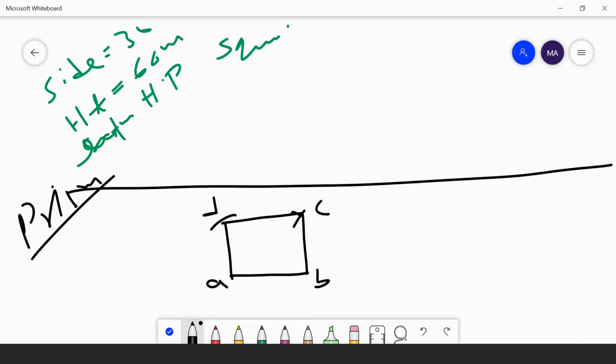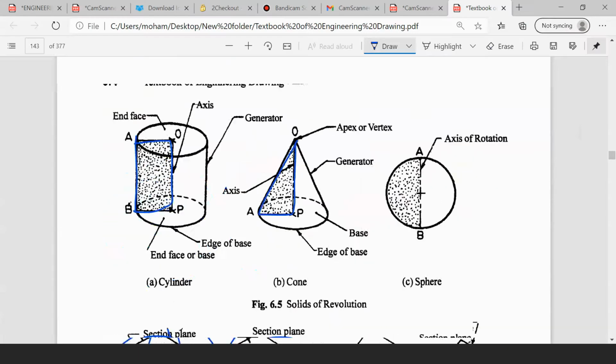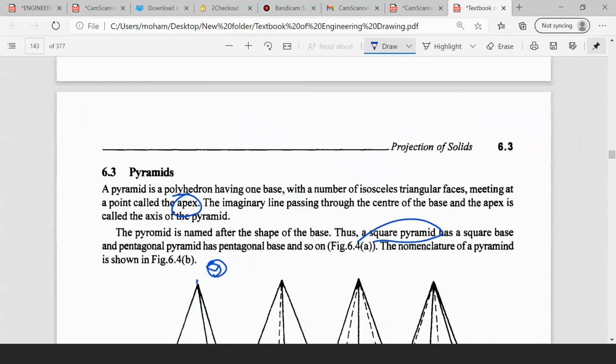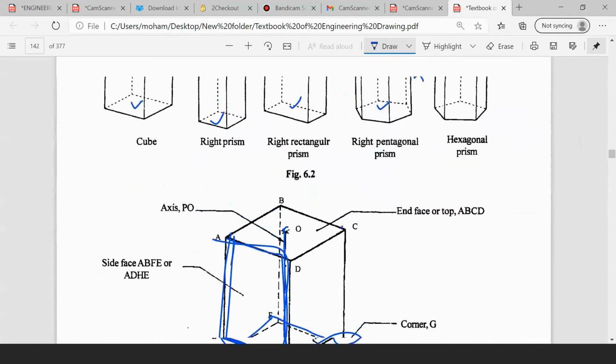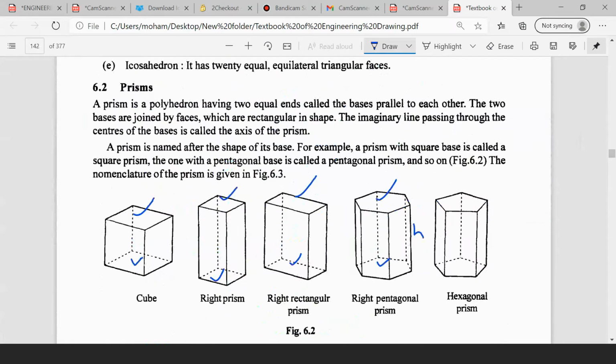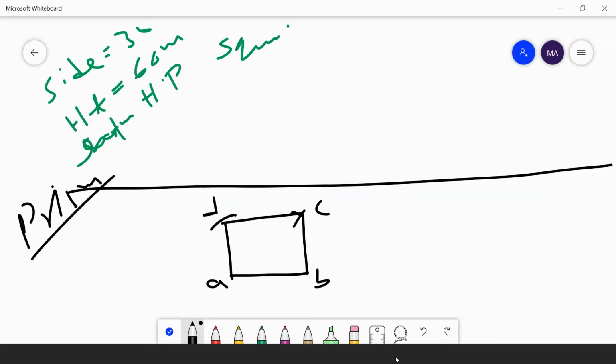Now listen here, very very important. Notations are also very important. In the prism, in the base and top you have a regular polygon. A prism is named after the shape of its base. For example, if the base is a square, it is called a square prism. In the top you have a square, in the bottom also you have a square. So whenever you are drawing the diagram, you can write it as ABCD.